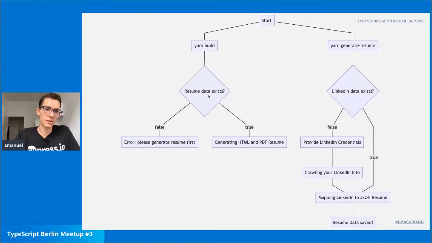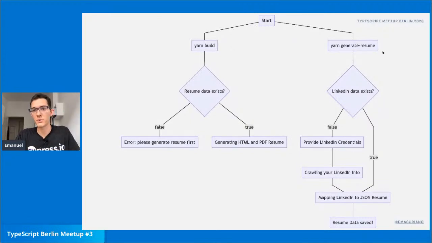Once you start the build, you will ask the first question: is the resume data existing? If the resume data doesn't exist, you will need to jump into generate your resume data first, because obviously I can't generate your resume. If it exists, then we can easily generate HTML and PDF for you.